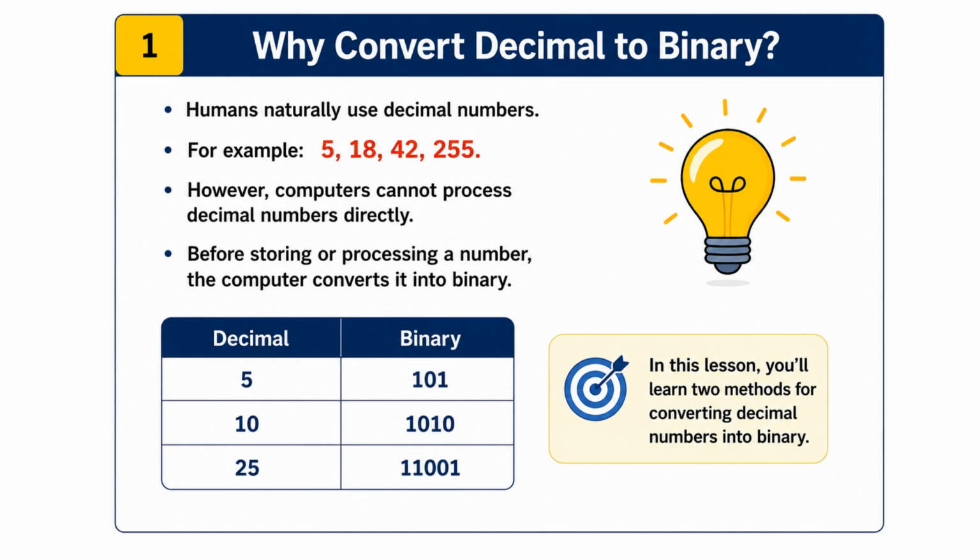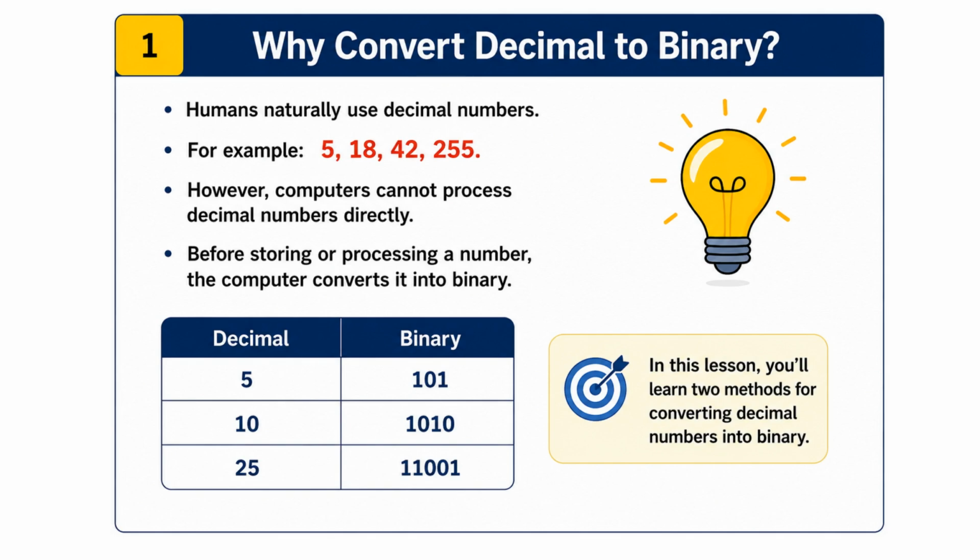However, computers cannot process decimal numbers directly. A computer understands only two digits, 0 and 1. This is called the binary number system. So, whenever you enter a decimal number, the computer first converts it into binary before it stores the data or performs any calculations.